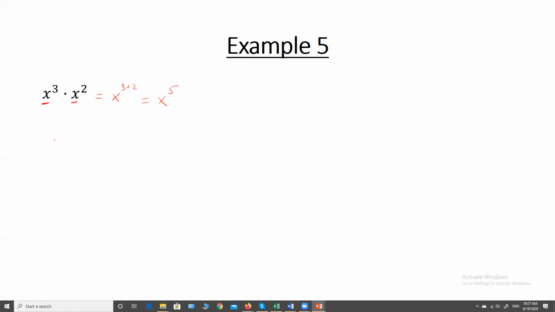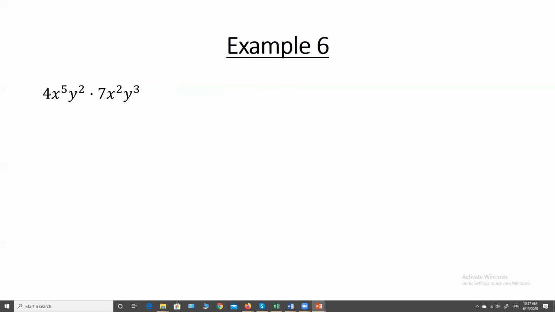Again, if we wanted to think of x cubed as x times x times x, and x squared as x times x, of course, when we multiply these, we see there are 5 x's, x to the 5th, right? You can always use this logic if you aren't sure, if you don't remember the rule. You can always rewrite things that were in exponential form as repeated multiplication and make sense of it yourself. Let's take a look at another example.